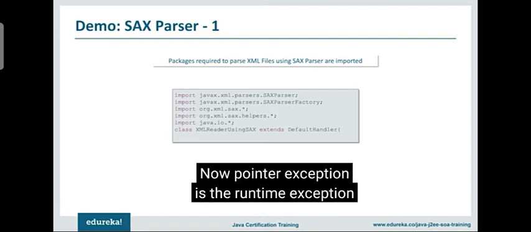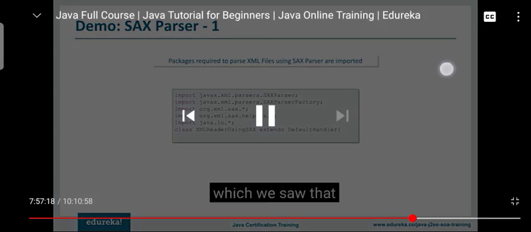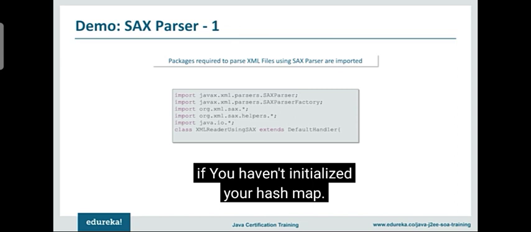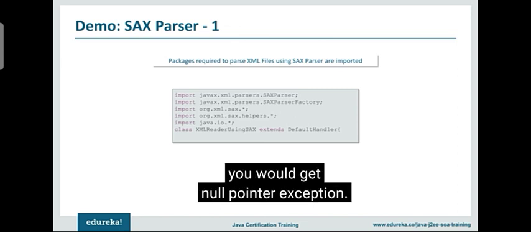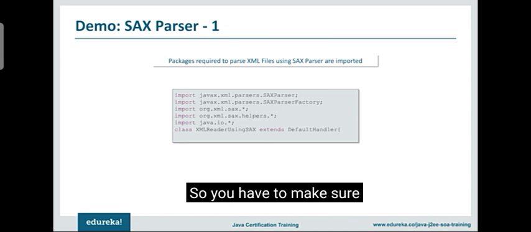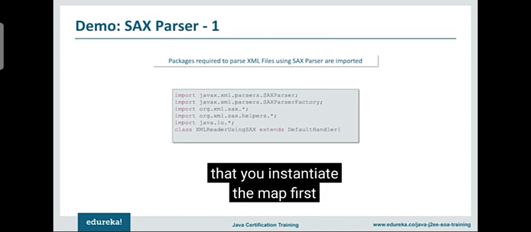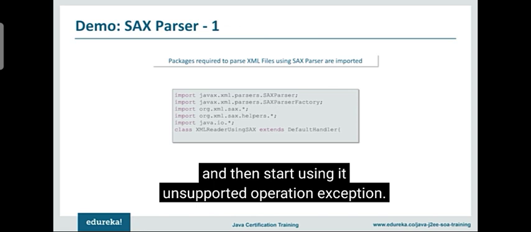Null pointer exception is the runtime exception which we saw: if you haven't initialized your hash map and you try to put something into it, you would get a null pointer exception. So you have to make sure that you instantiate the map first and then start using it.